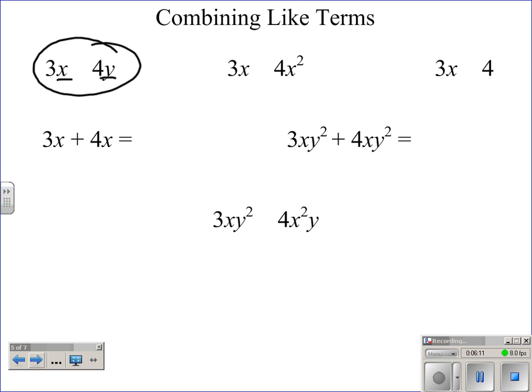The next two are also not like terms because even though they have the same variable x, it is raised to different powers. Constants, or numbers without variables, can always be combined with other constants, but not with terms that contain variables. So the third set is also not like terms.